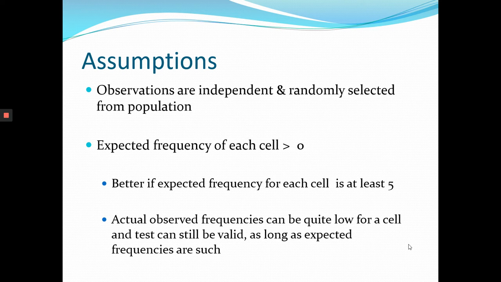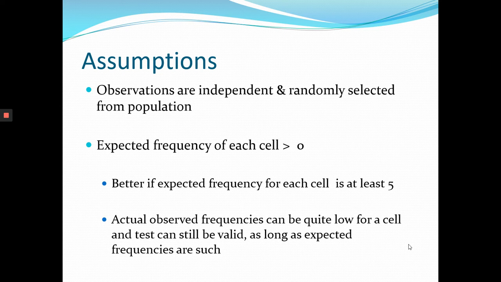And then also there's an assumption that our expected frequency needs to be greater than 0. So we don't want to run a chi-square if we have a 0 in our columns or our rows. If we have a 0 in a column or in a row, we're going to have an expected frequency of 0, correct? Because it's the number of people in the column times the number of people in the row. So if one's a 0, we'll end up with a zero expected frequency. We don't want that. We can't run it like that. And it's better if our expected frequencies are at least 5.